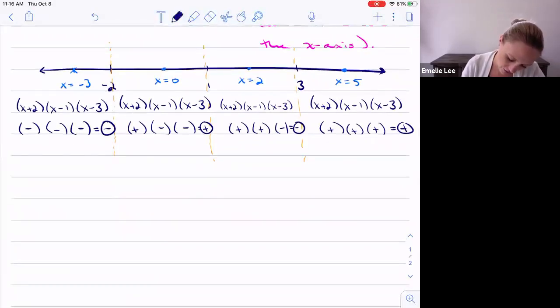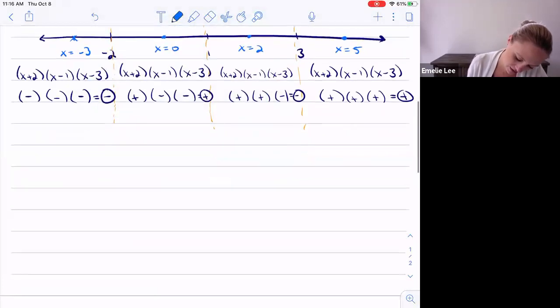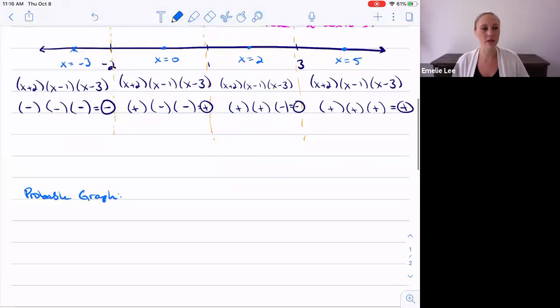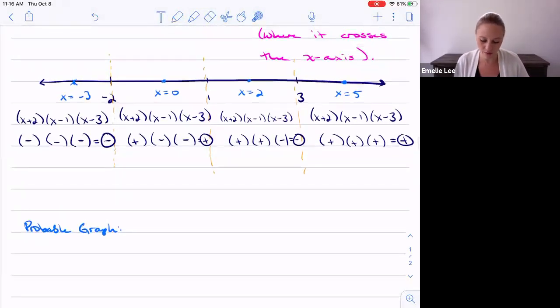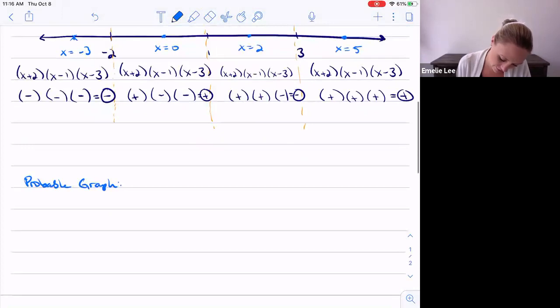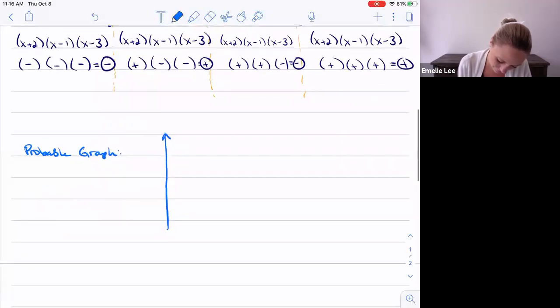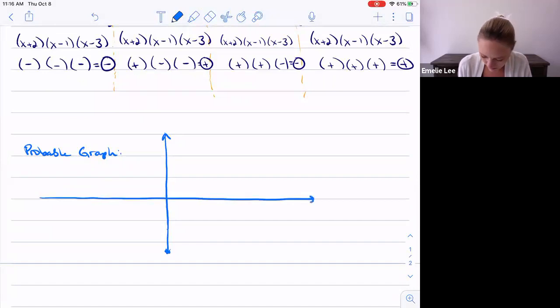Okay. We can imagine a probable graph would look something like this. So if I use my number line now, it should obviously be proportionate if I'm using it as a number line and a graph. But here, if I put x equals 0 here, oops, I need to extend it further.